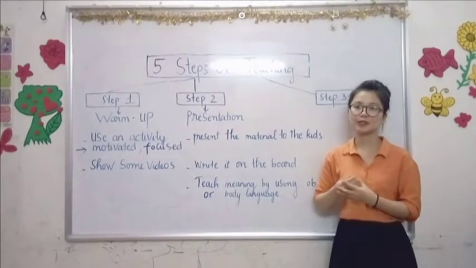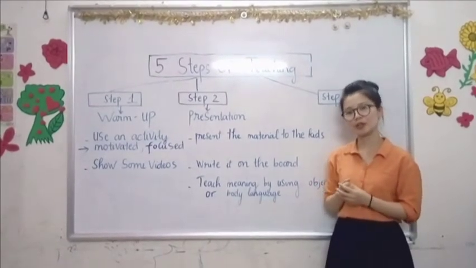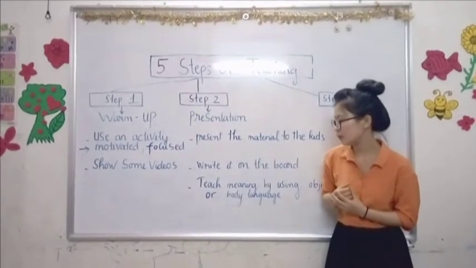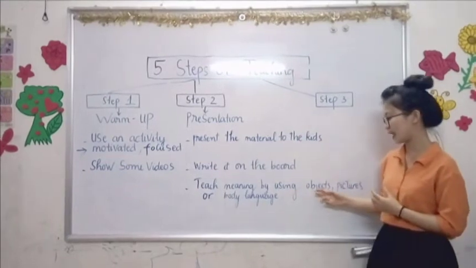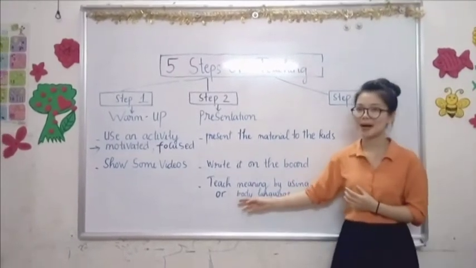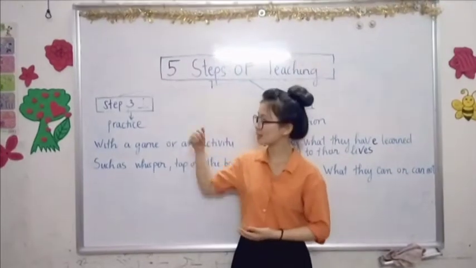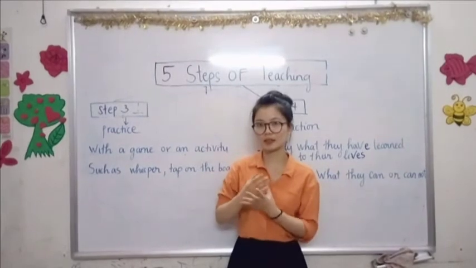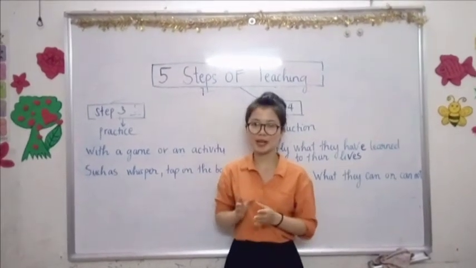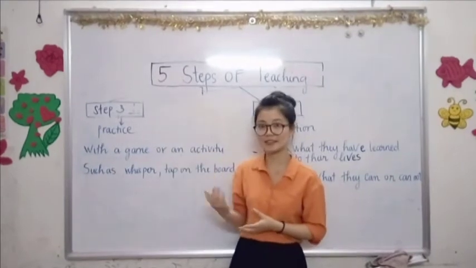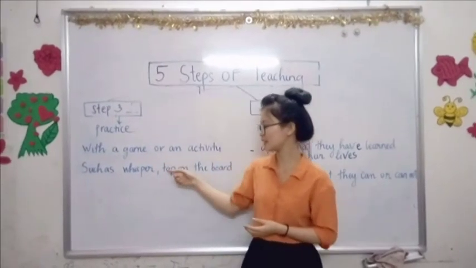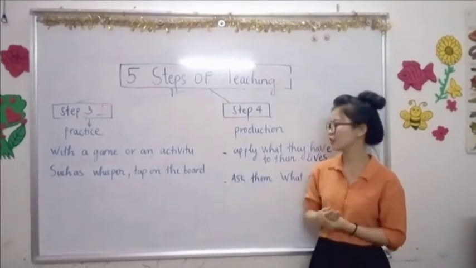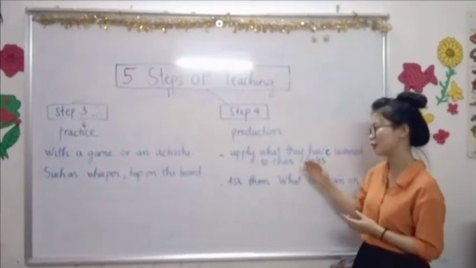Have them repeat after you 2 or 3 times, and then you can call on a few individuals to say it. You can teach meaning by using text, pictures, or body language. Next step 3, practice. In this part of the lesson, you can practice the material. This is a great time to do that with a game or an activity such as whisper, tap on the board. Step 4, production. In production, students apply what they have learned to their life.